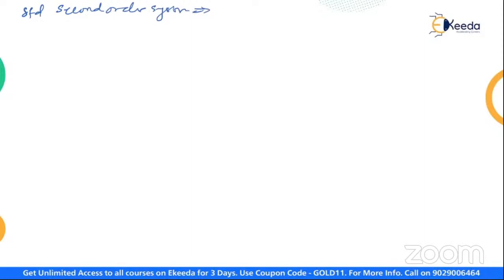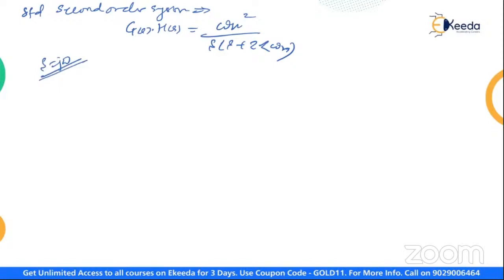Let me have G of S into H of S equal to omega n squared upon S squared plus 2 zeta omega n S plus omega n squared, so S into S plus 2 zeta omega n. Correct? This is the standard second order transfer function we know. Now let us replace S by j omega. Let me divide this into half so we'll get more space.